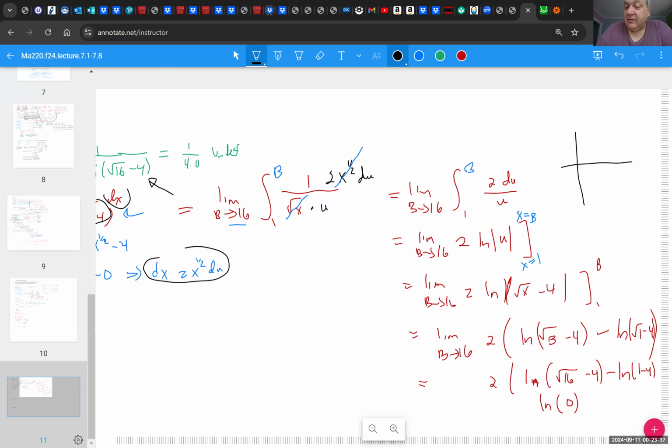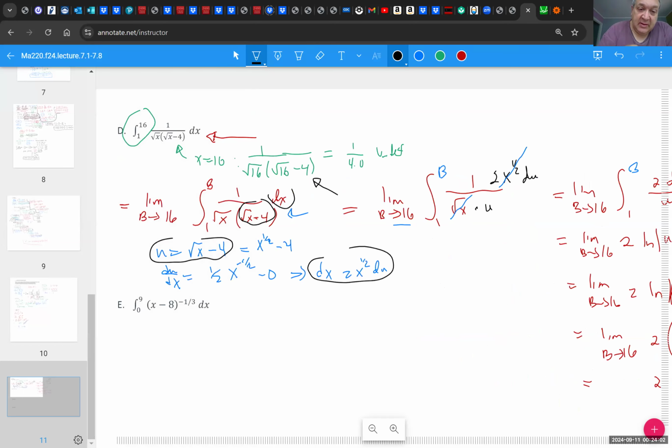All log functions look like this. They have an asymptote at x equals 0. So this is the log function, and ln of 0, if you remember, is undefined. All right, so this thing, when we do our limit, does not add up to a number. So our answer for this problem is that this integral diverges.